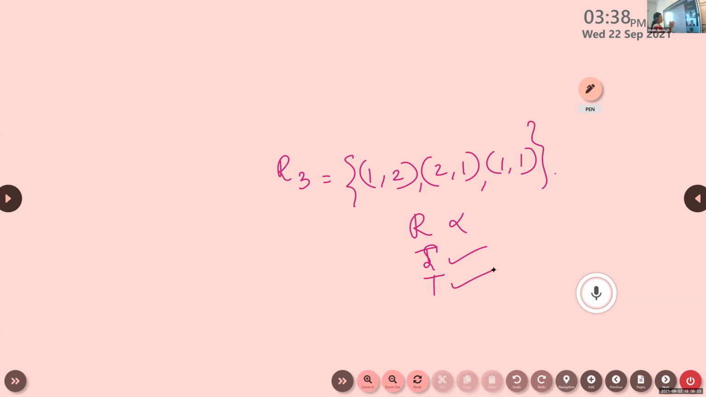Is it transitive? Yes. Okay. Now the next question: which element is to be added to make this an equivalence relation? (2,2), because the only property violated is reflexivity. Only (1,1) is there, and one more element we have is 2. So (2,2) is to be added to make it reflexive.